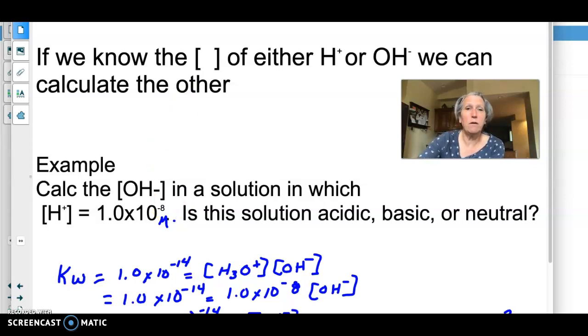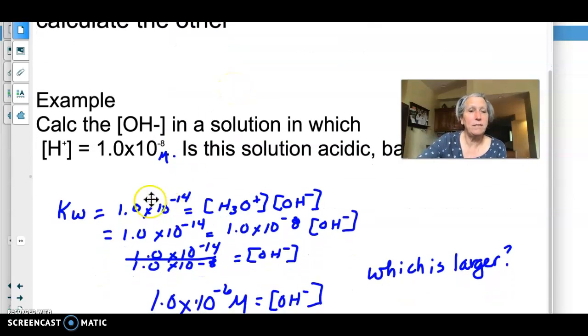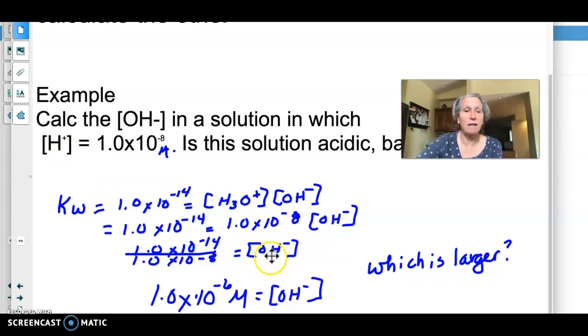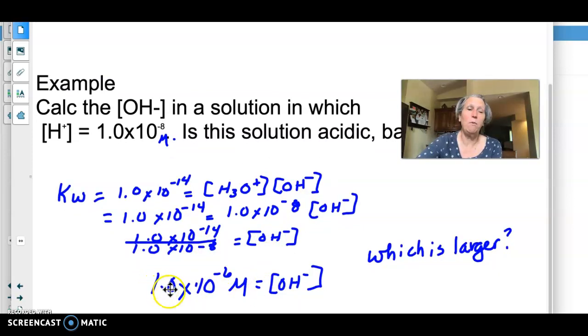So to do this work, we take the Kw equation, which we know is 1 times 10 to the negative 14 equals the hydronium ion concentration times the hydroxide ion concentration, and then we plug in what we know. We know that the hydronium ion concentration, which is the same as the hydrogen ion concentration, is 1 times 10 to the negative 8, and then I'm going to solve for the hydroxide ion concentration, and I get 1.0 times 10 to the negative 6 molar. That's my OH concentration, where my hydrogen ion concentration is 1 times 10 to the negative 8.